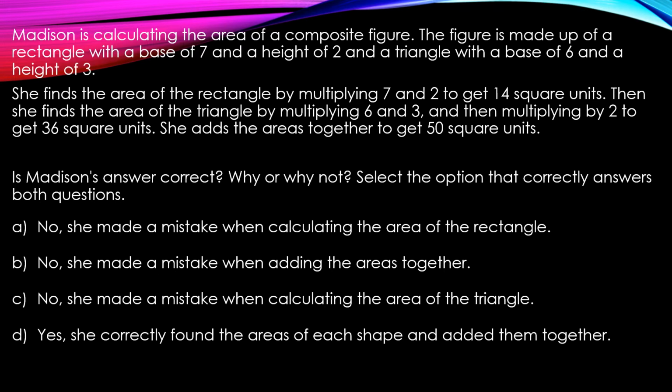Well, think about the formula for your triangle. Right? When you have your area formula, it's 1/2 base times height. So she did her base times height, which is 6 and 3, but instead of multiplying by 2, she needs to divide by 2 because of this 1/2 here. So no, she made a mistake when calculating the area of her triangle.